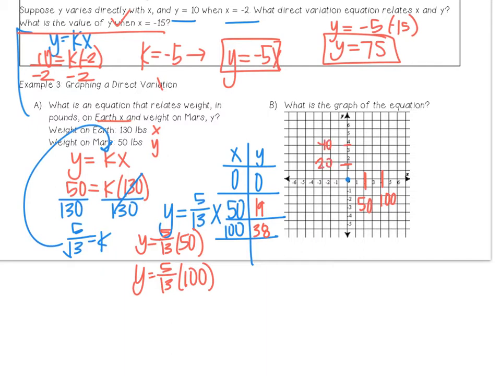Alright, so 0, 0 we've got. Now let's do 50, 19, and then 138. And you'll notice that it's a line and it goes through the origin. All direct variation equations go through the origin. And that's your graph.